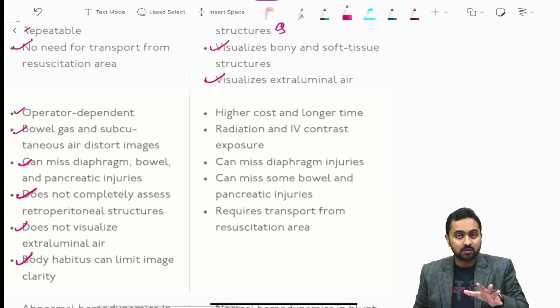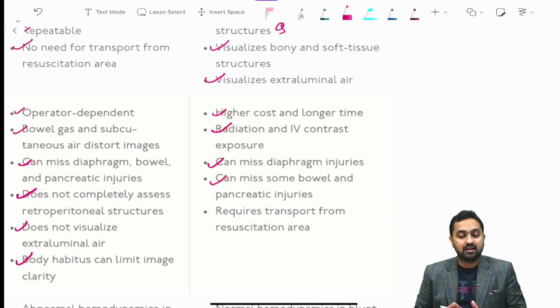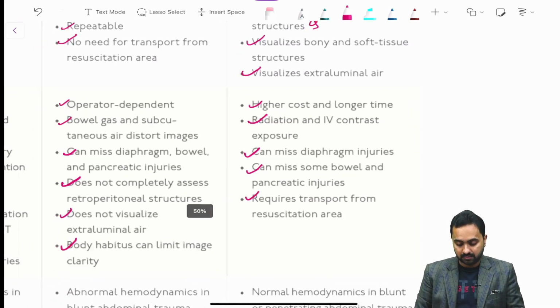Now the disadvantages of CT scan include higher cost, radiation and IV contrast exposure, can miss diaphragm injuries, can miss some bowel and pancreatic injuries, and it requires transport from the resuscitation area.